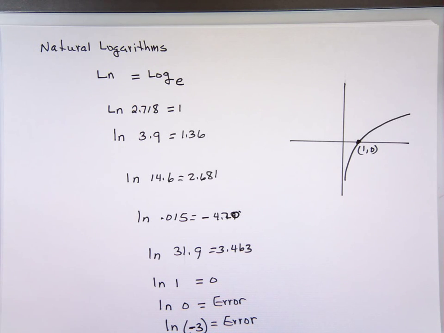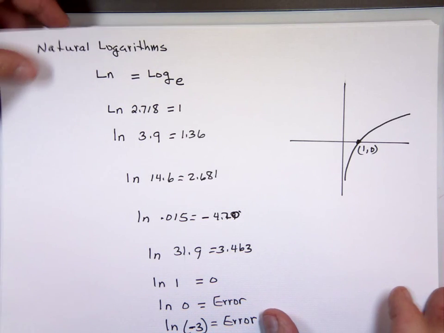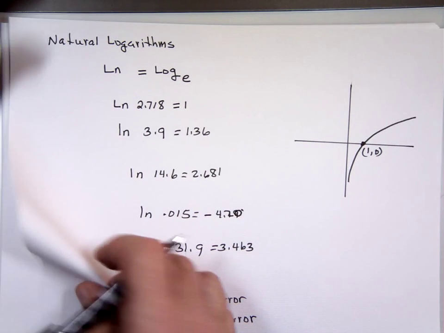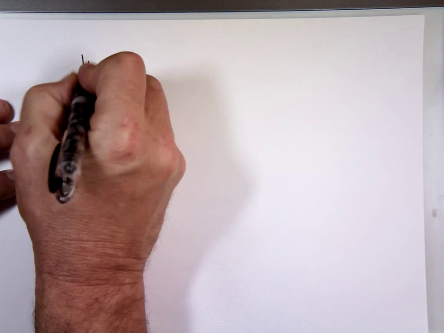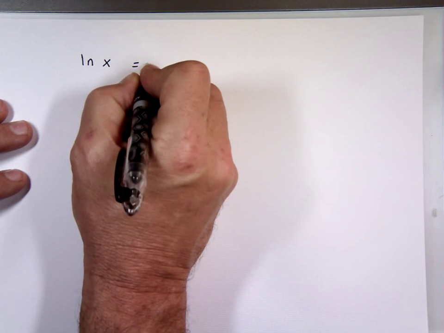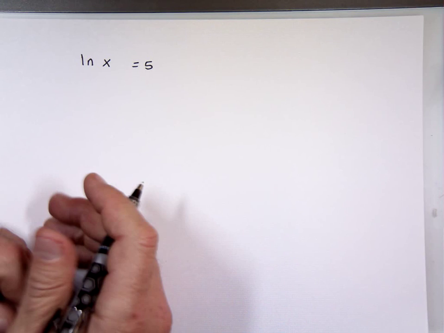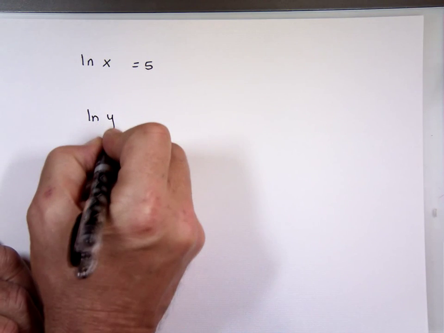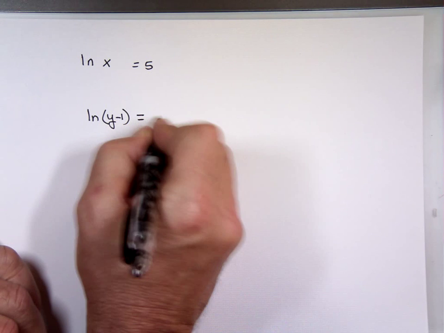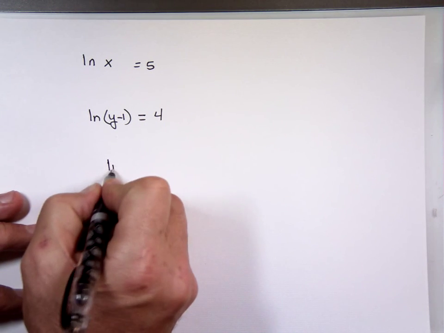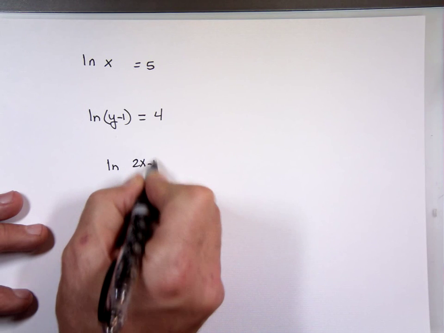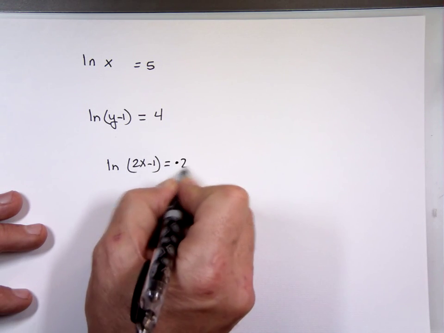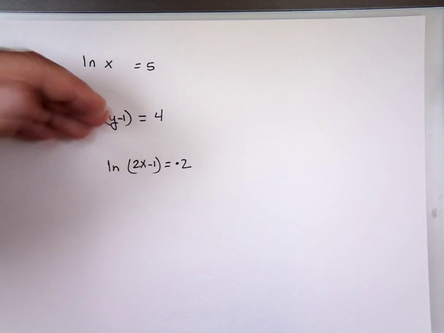So the natural log, you give me a number, I'll tell you what the answer to it is. What about backward? If I give you the answer and I ask for the number. So like these examples. If I said the natural log of some number equals 5, not 15. 15 will be huge. Or the natural log of y minus 1 equals 4. The natural log of 2x minus 1 equals 0.2. Can you solve for x? Can you solve for y? Can you solve for x here?